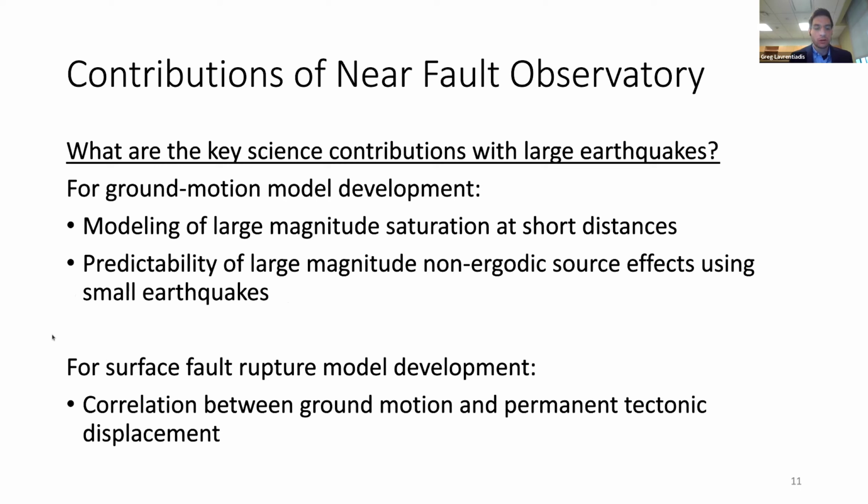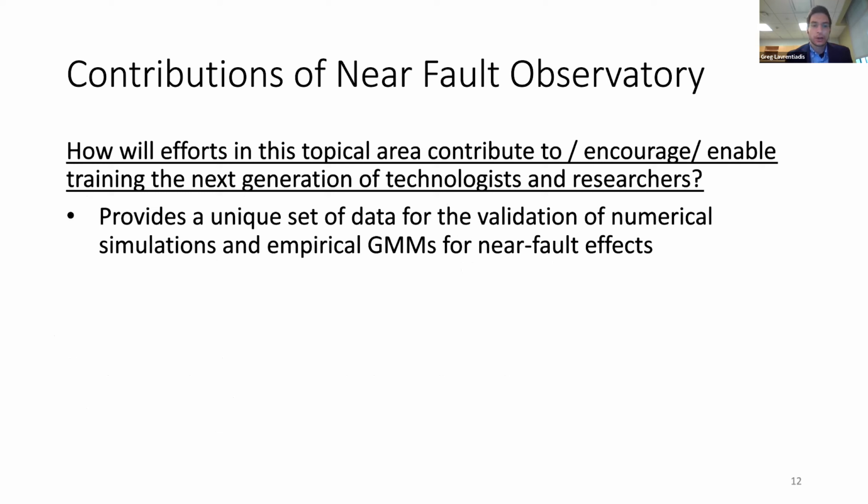And on a slightly different topic, not related to ground motion models, but related to fault displacement models, these types of data can also be used to study if there is any correlation between the near field ground motion and permanent tectonic displacement. And that can be important for infrastructure that is crossing active faults, and so it's susceptible to permanent displacement, but it's also sensitive to ground motions. In terms of the areas that this data could contribute, I believe this set of data will fill the gap in the current empirical data sets, as right now we don't have so many observations at distances less than 10 kilometers. And so they can be used to validate both numerical models and empirical ground motion models for near fault effects.